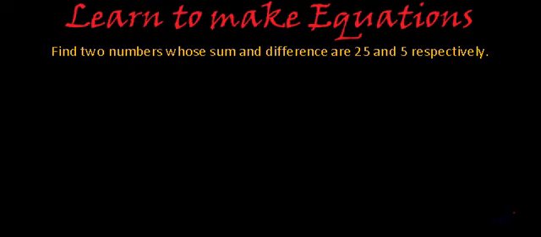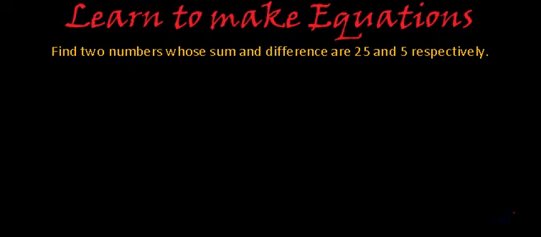Hi. So let's first read the statement for which we have to make the equations and then we will solve them. So the statement says find two numbers whose sum and difference are 25 and 5 respectively. So we have to find two numbers such that their sum is 25 and their difference is 5, right? I'm going to solve this using two methods.